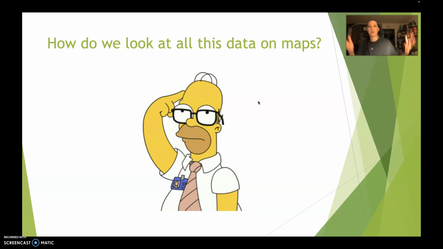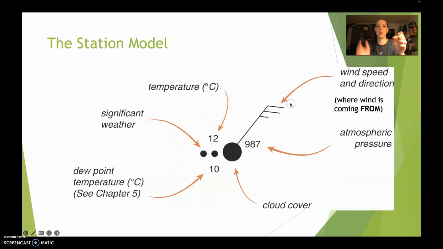Okay, so we've talked about all this data now, and let's figure out how we look at all this data on maps. So the first thing that we like to do is look at what we call the station model. So this tells us so much information about what is happening in our atmosphere. And it may seem small, but it also may seem like a lot. And there is a lot going on here. And don't worry, in our labs, we will totally dissect this bit by bit. And you'll be masters at this, have no fear.